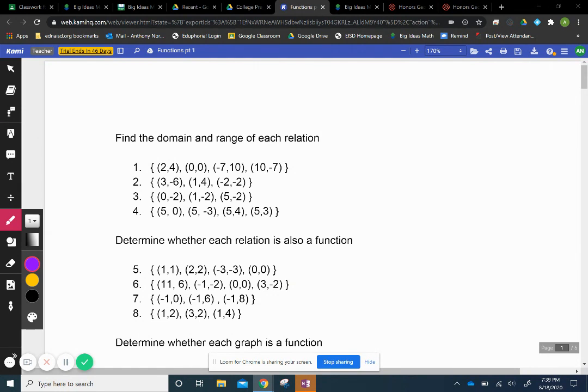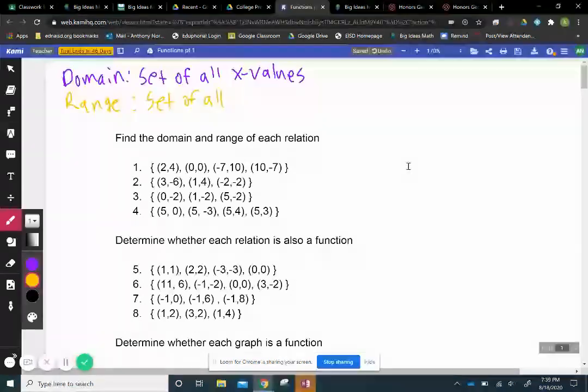So find the domain and range of each relation. We need to know what each of these things mean. So what is domain? It's the set of all x values. What is range? It's the set of all y values.